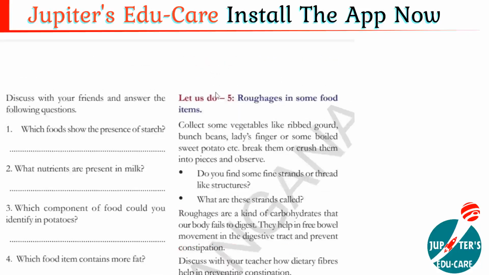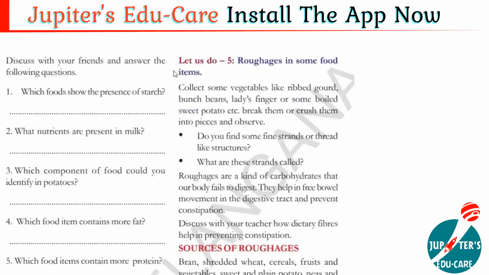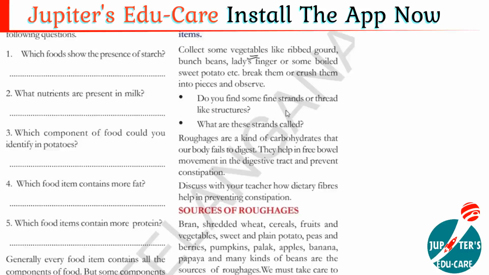See here, we have an activity: roughages in some food items. Collect some vegetables. You need to do this. By doing this, you can understand what fibers are. So don't forget, you have to do this activity compulsorily. By that you will come to know what a fiber is and what is meant by roughages.